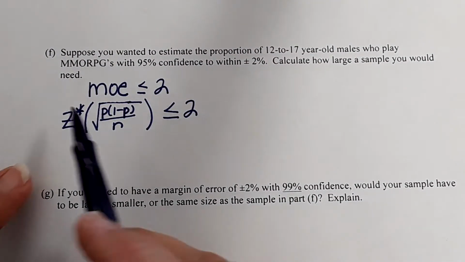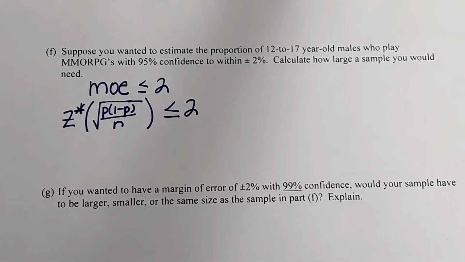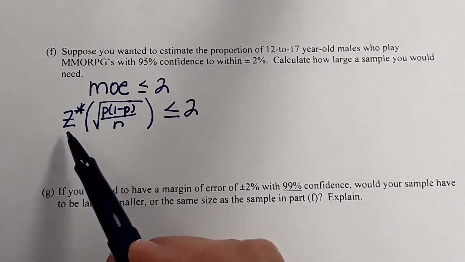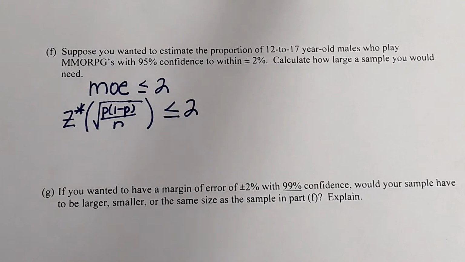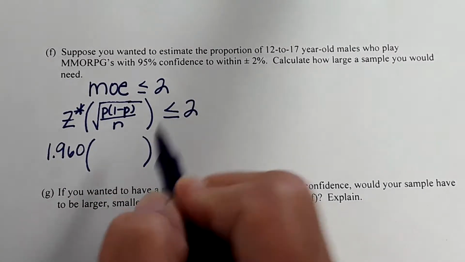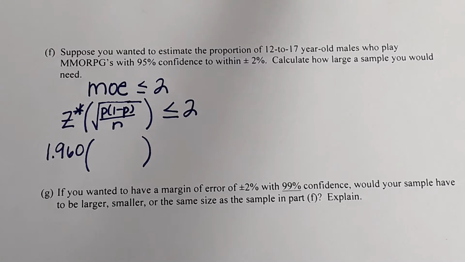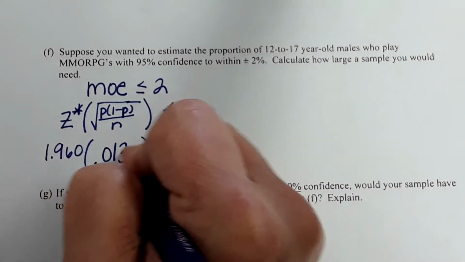Okay, so how do we find the Z star? Hold on one second. We need to find Z star. What was our Z star? 1.960. Do you guys remember how to find your Z star? So this is 1.960. And your standard deviation hasn't changed. So what did we use yesterday? What was our standard deviation? 0.0138, right? Yeah, sorry.